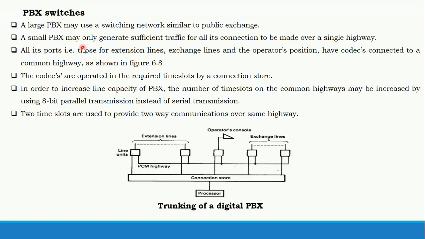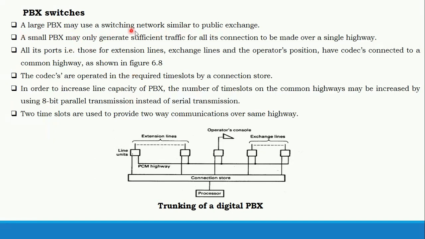Then if it is expected in the question paper, PBX carries only 4 marks. Private branch exchange switches. One example is written here, trunking of a digital PBX. You'll be having one common barrier called connection store. To that, extension lines are connected, exchange lines are connected. You need to know the difference between that. Between these two you have operator control, that is the operator which will be controlling your extension lines, and everything is monitored by your processor. So one simple example is written here. So we'll try to go through this point.